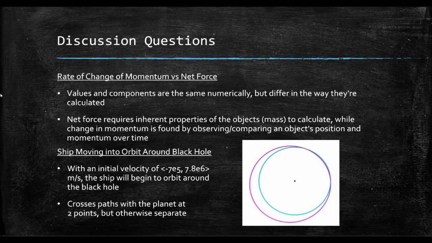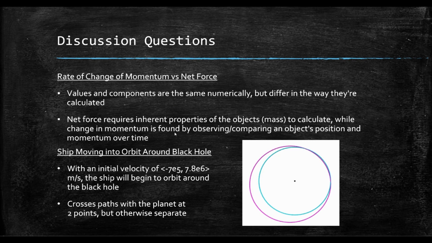And finally, the discussion questions. As for the rate of change of momentum versus the net force, the values and components are the same numerically, but they differ in the way that they're calculated. The net force requires inherent properties of the objects like mass to calculate, but the change in momentum is found by observing and comparing an object's position and momentum over time.